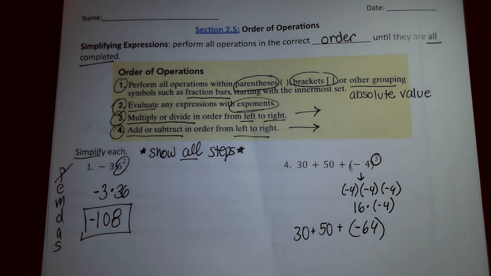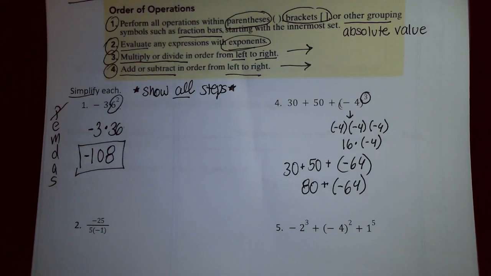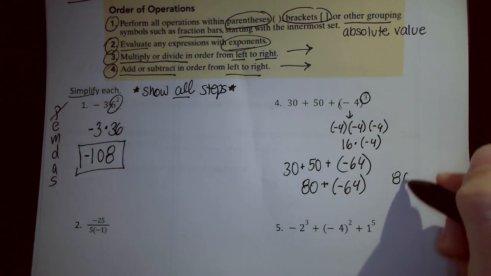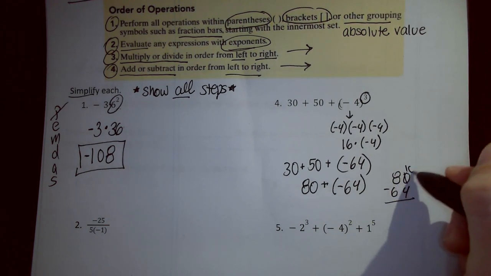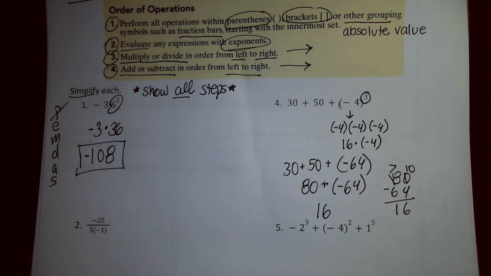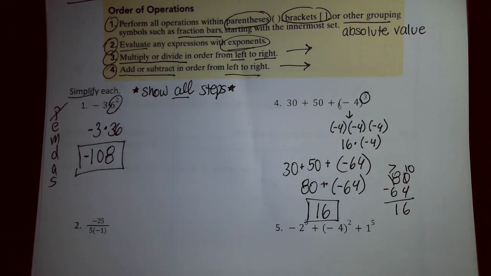30 and the 50. Now from here we have addition and a negative left, so we go from left to right. So 30 plus 50, 80 plus negative 64. Now we just finished learning all of our negatives, so we know if we're adding negative 64, we're adding a positive plus a negative. So we're really going to do 80 minus 64 and subtract. And then we're going to make the answer positive because the bigger absolute value was positive. So your answer would be 16.